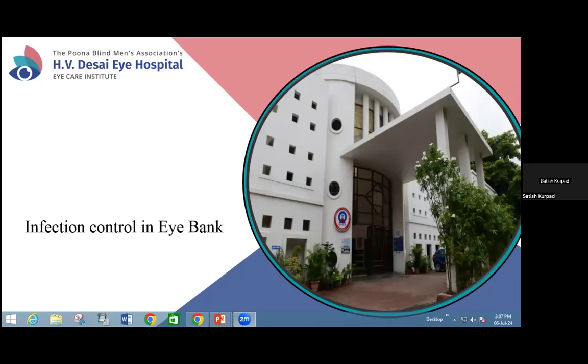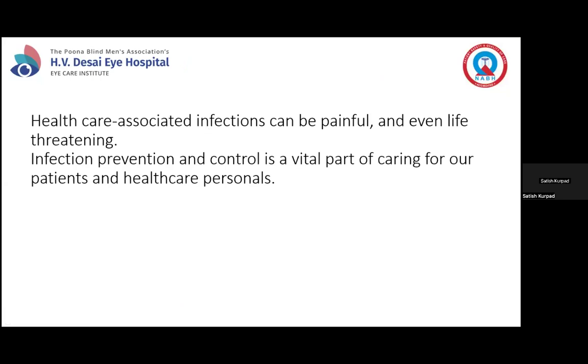Good afternoon, all. Today we are going to talk about infection control in EBAI. So, what is infection control? Healthcare-associated infection can be painful and even life-threatening.